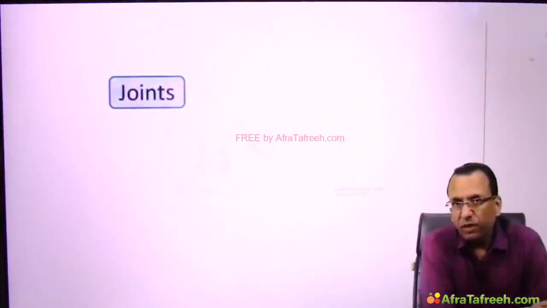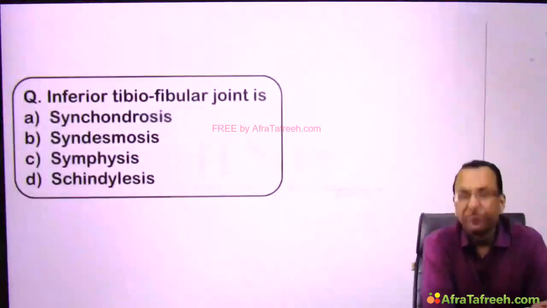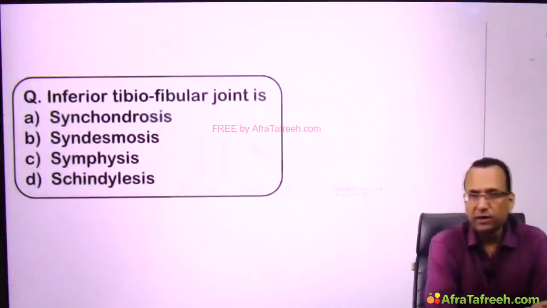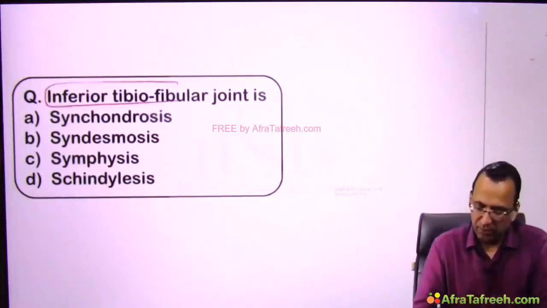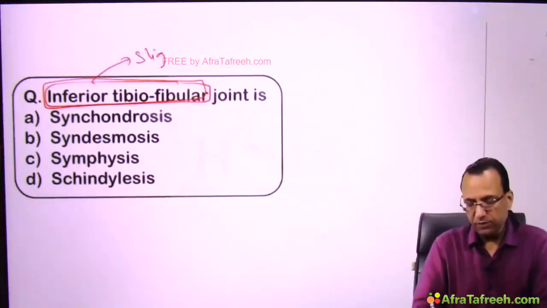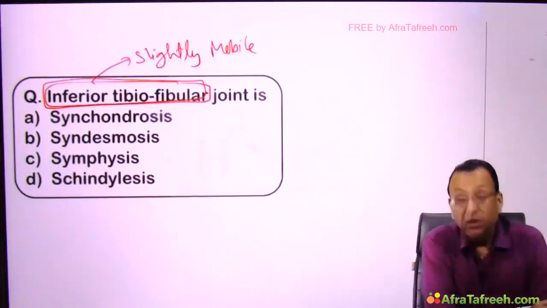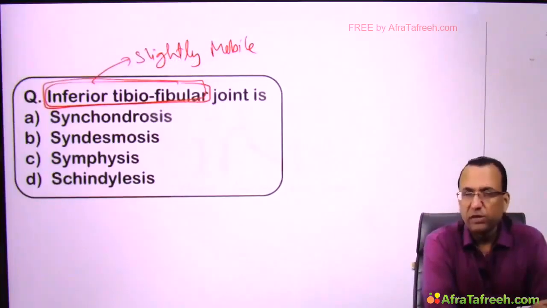Joints are classified into various types, and there are some examples which we need to memorize. You see, this is one question asking inferior tibiofibular joint. What do you think is the answer? Inferior tibiofibular joint. It is a slightly mobile joint. Now, if you say it is a slightly mobile joint, it's a fibrous joint. But if it is a fibrous joint, what is the answer?